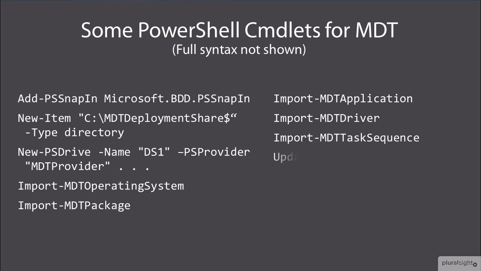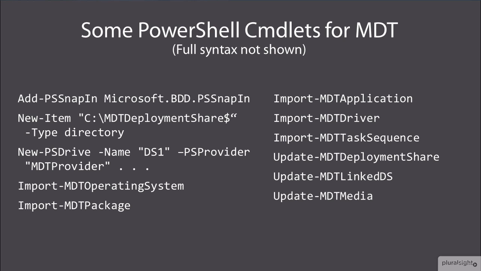There's also PowerShell for updating the deployment share, which creates a new WinPE boot image. And we have the ability to update a linked deployment share. We haven't talked about that so far, but that's basically copying the deployment share to another separate location. And as well, PowerShell to update media, that is the ISO and WIM files.